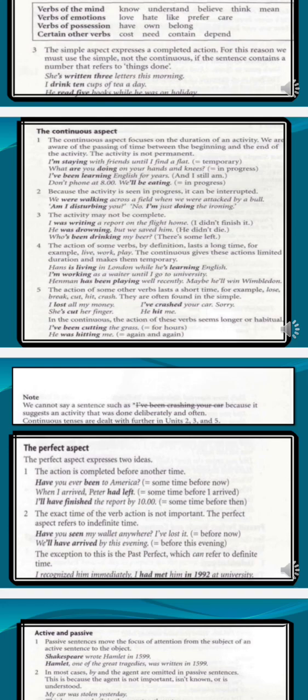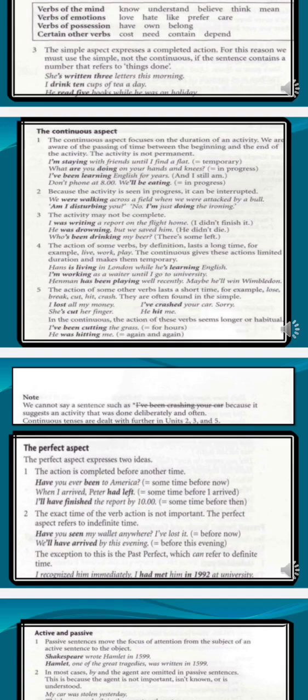Number 4, the action of some verbs, by definition, lasts a long time. For example, live, work, play. The continuous gives these actions limited duration and makes them temporary. "Hans is living in London while he is learning English." Another example, "I'm working as a waiter until I go to university." "Henman has been playing well recently. Maybe he'll win Wimbledon."